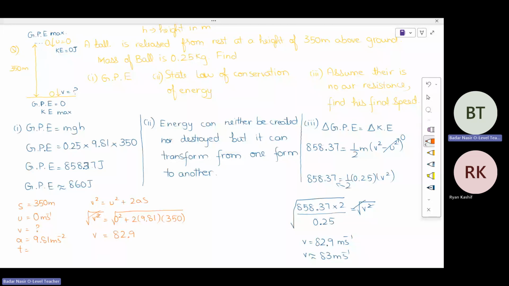Now beta, remember one thing: if a specific part of a question says that, assuming there is no air resistance, then when there is no air resistance we can directly use the equations of motion. Okay? And we can also use energy conversion, or keeping the law of conservation of energy in mind, we can use that as well. This is the case we just discussed, when the air resistance is negligible or when there is no air resistance.